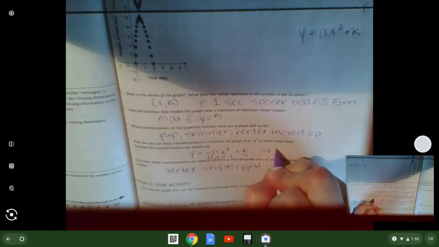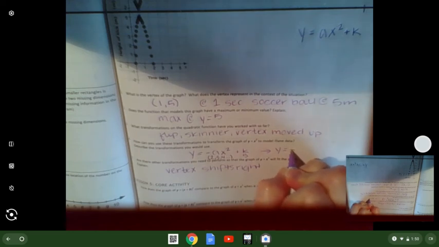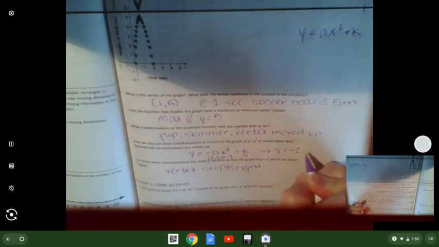So my equation could be something to the effect of negative 2 x squared plus 5. But the thing that we're missing is, how do we shift this to the right? And again, that's going to be the exploration that we look at today.